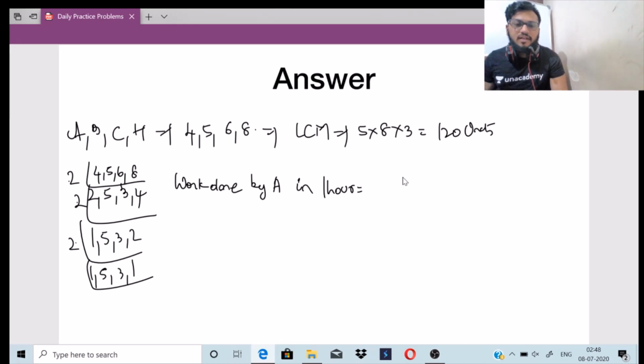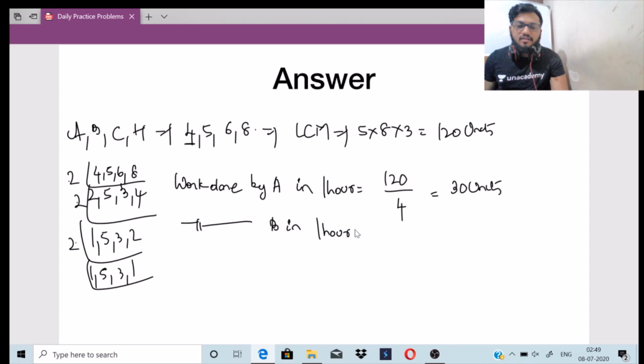Now let us find out the work done by A in 1 hour. 120 units is the work. What's the timeline of A? It is 4. 120 divided by 4 will be 30 units. Similarly, find out the work done by B in 1 hour. This is also 120 as it is. What's the timeline of B? 5. 120 divided by 5, 24 units.